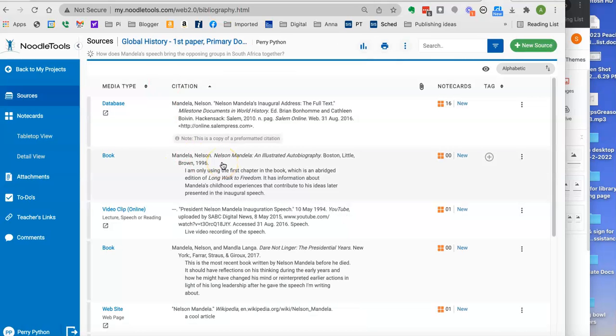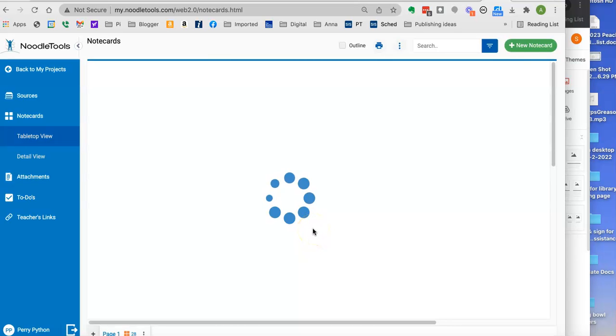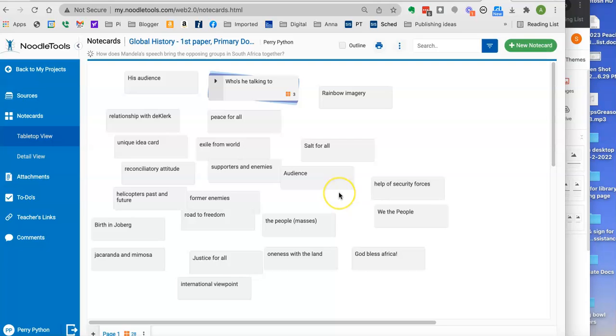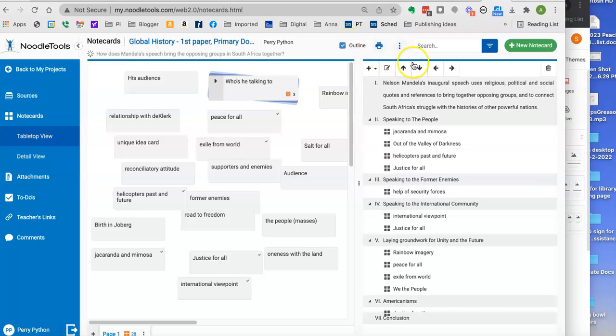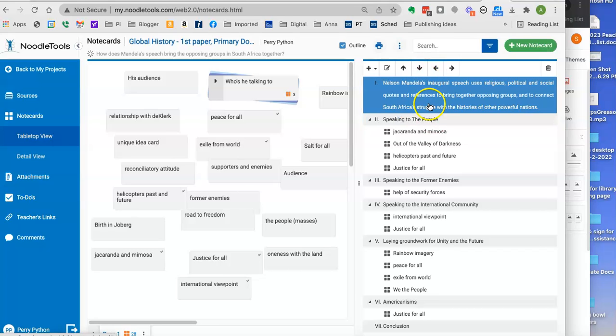Here's the same project, same sources. Look, 16 note cards, rockin' and rollin'. Tabletop view. Look at all my note cards. But in this example, each note card has a title that tells me what's in the note card. So when I go to do my outline and I drag my things over, it kind of tells me what is the argument that I'm building that proves my thesis.